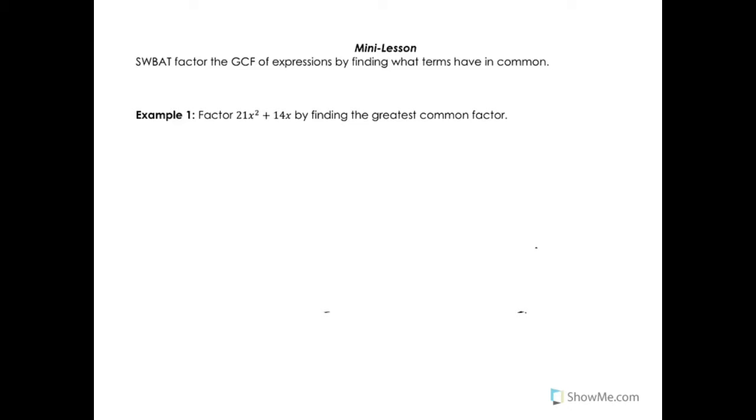Just like in our previous lessons, we're going to factor each part of our expression separately, and then we will look at what the different parts have in common. So we have 21x squared plus 14x. So we're going to factor these two parts out separately. So first, we're going to look at 21x squared. We're going to factor out the coefficients.